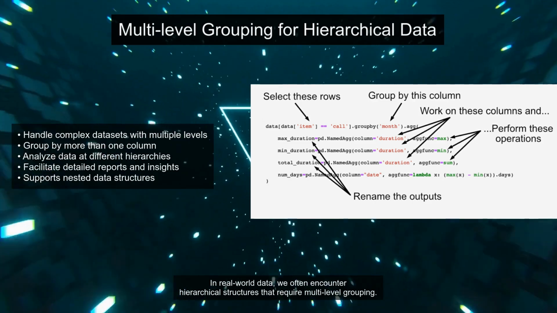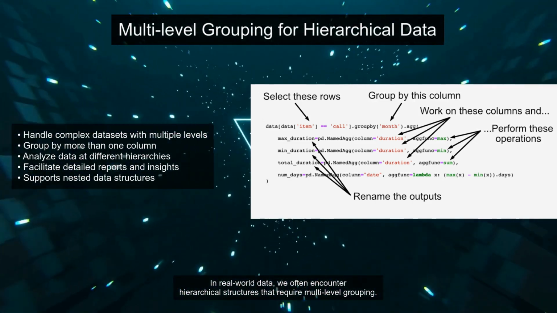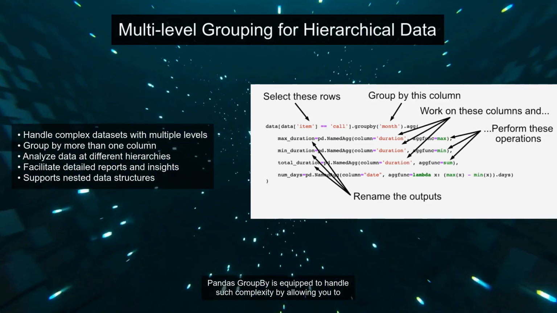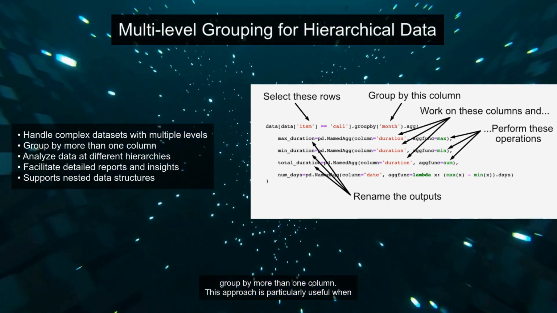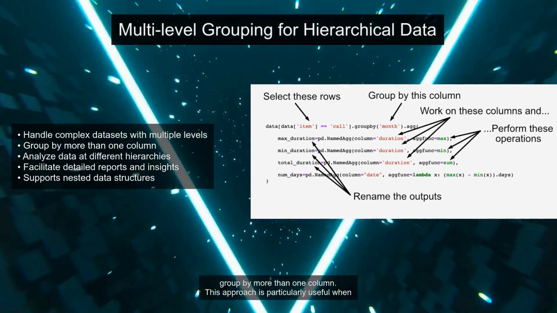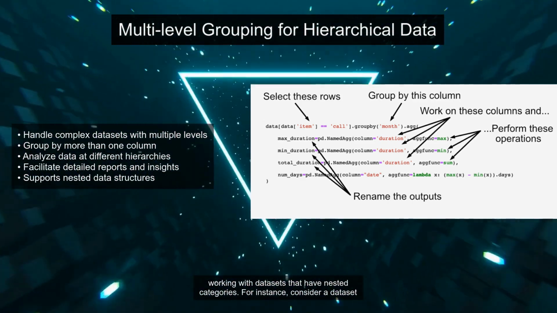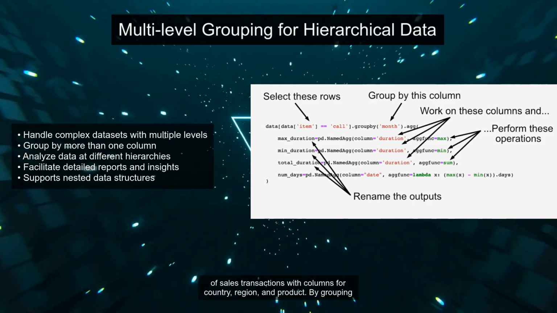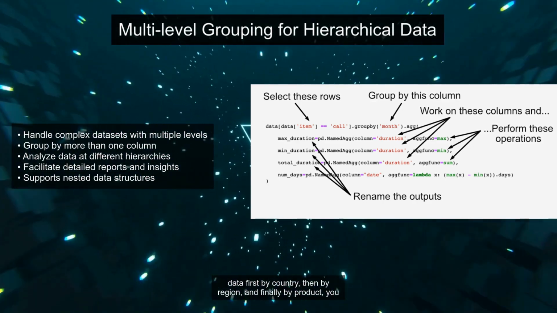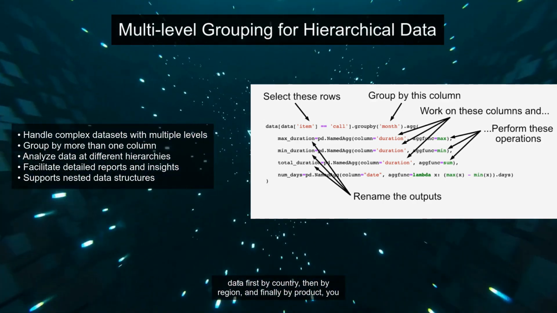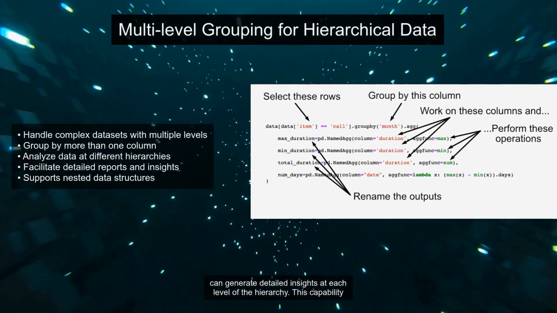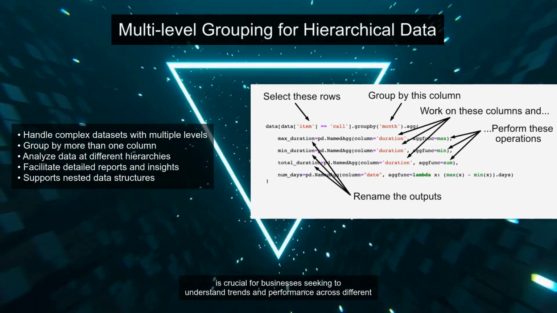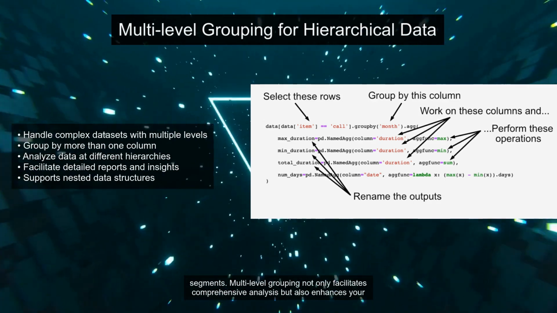In real-world data, we often encounter hierarchical structures that require multi-level grouping. Pandas GroupBy is equipped to handle such complexity by allowing you to group by more than one column. This approach is particularly useful when working with datasets that have nested categories. For instance, consider a dataset of sales transactions with columns for country, region, and product. By grouping data first by country, then by region, and finally by product, you can generate detailed insights at each level of the hierarchy. This capability is crucial for businesses seeking to understand trends and performance across different segments.